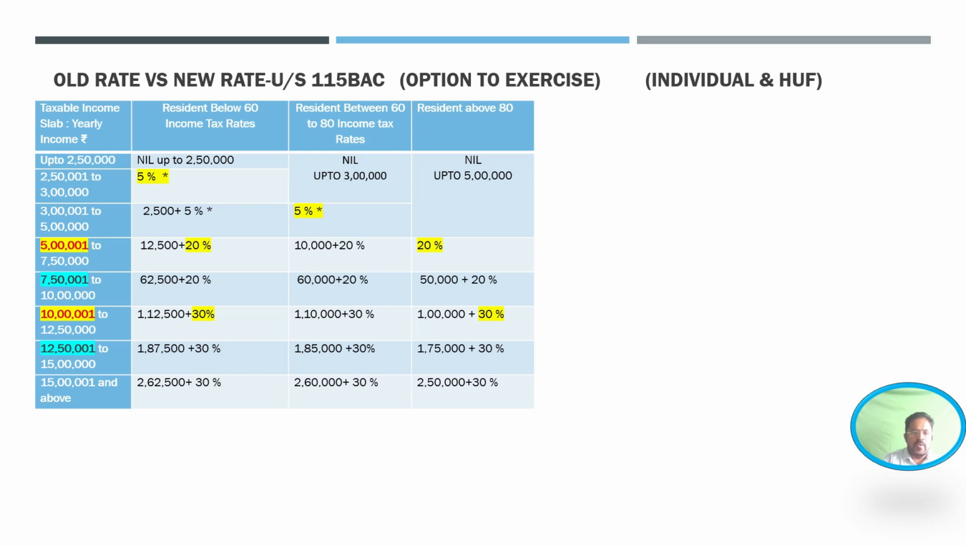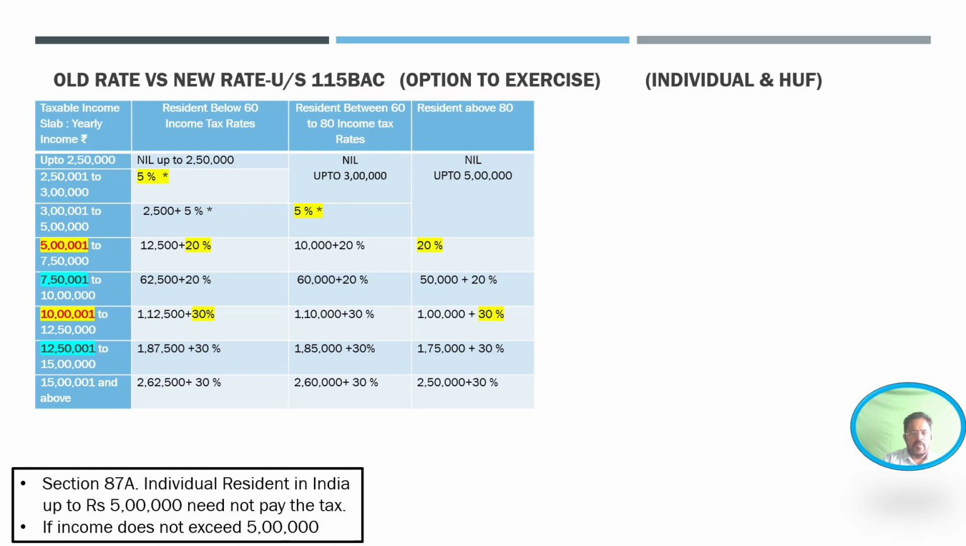But you will note an asterisk mark which has been put against the tax rate of 5%. Now, what is the implication of this mark? The implication is that section 87A prescribes that any individual resident in India who has income up to rupees 5 lakhs does not pay any tax. But once the income exceeds rupees 5 lakhs, then the above rate of taxation in the table is applicable.